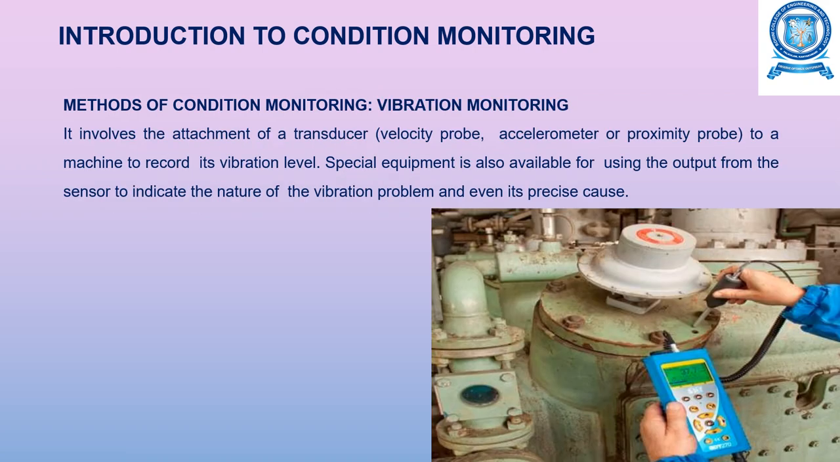The second method of condition monitoring is vibration monitoring. This involves attachment of a transducer, that is a velocity probe, accelerometer or a proximeter probe, to a machine to record its vibration levels. Here the person is placing a probe over the machine, and the vibration level is indicated here. Special equipment is also available for using the output from the sensor to indicate the nature of the vibration problem and even its precise cause.